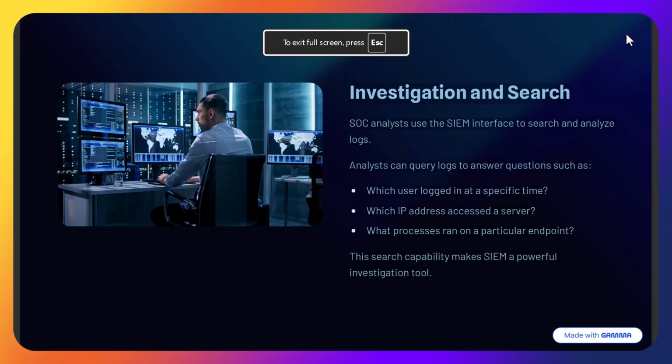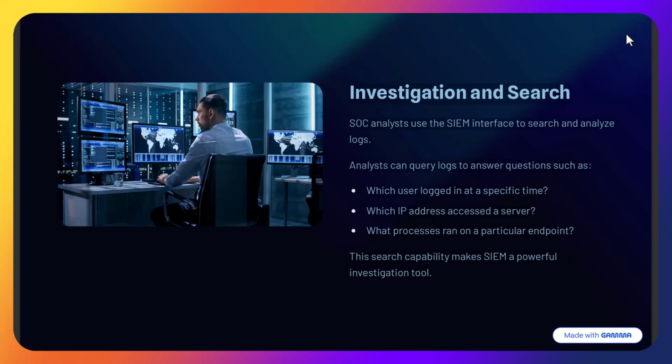Investigation and search. SIEM platforms also provide powerful search and investigation capabilities. SOC analysts can use the SIEM interface to search logs and analyze security events. Analysts may query logs to answer questions such as which user logged into the system at a specific time, which IP address accessed a server, and what processes were running on a particular endpoint.